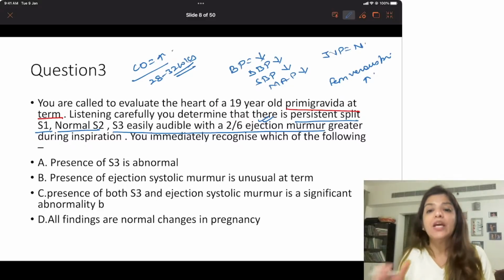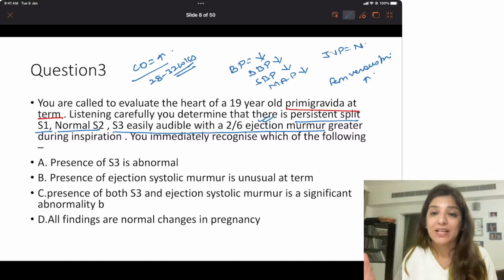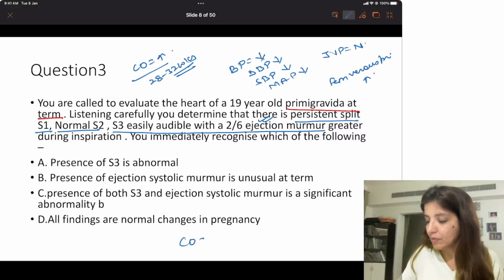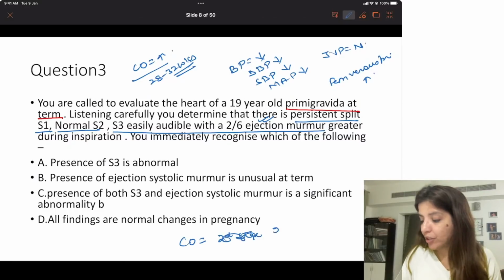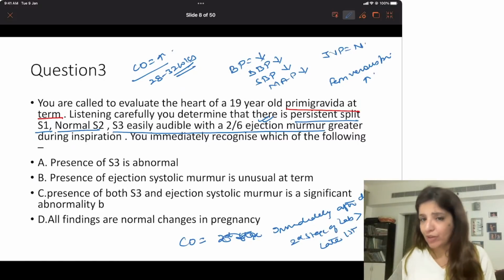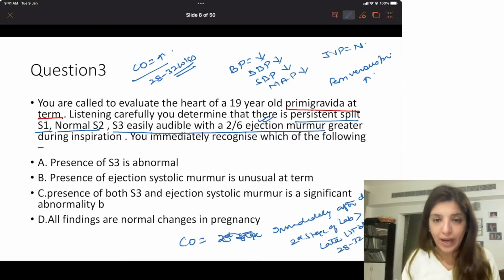But overall, if I ask you when is cardiac output maximum? Overall, cardiac output is maximum in the second stage of labor. First is immediately after delivery. Immediately after delivery, cardiac output is maximum, followed by the second stage of labor, followed by late first stage of labor, that is the active phase of labor, and then 28 to 32 weeks of pregnancy, right?